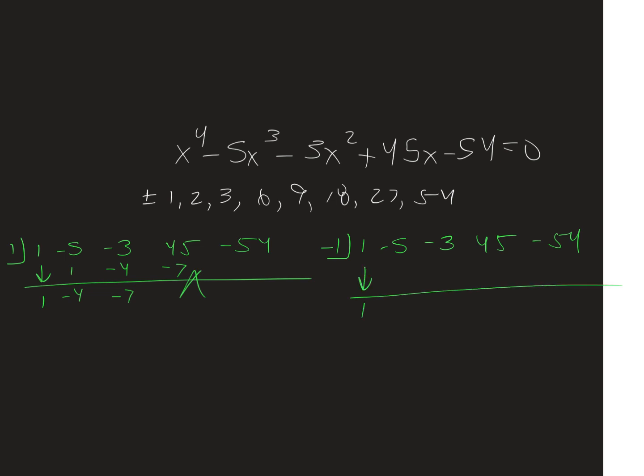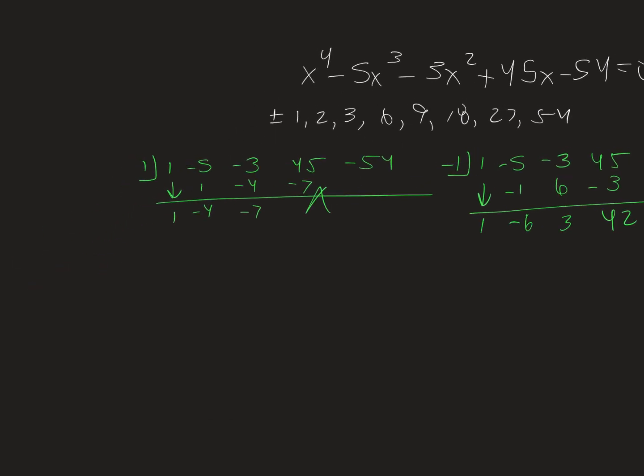1, negative 5, negative 3, 45, negative 54. 1 times negative 1, negative 1. Negative 5 and negative 1, negative 6. Negative 6 times negative 1 is 6. Negative 3 and 6 is 3. 3 times negative 1 is negative 3. 40. Is this going to work? All right, try 2. Again, don't give up. Don't tell me that something is wrong. Just check your math or keep plugging along.